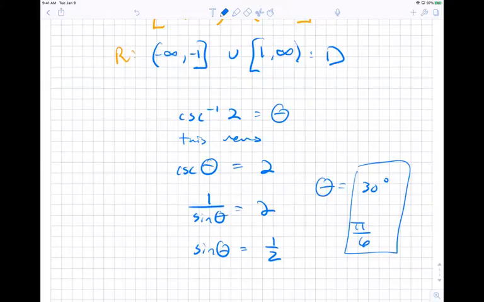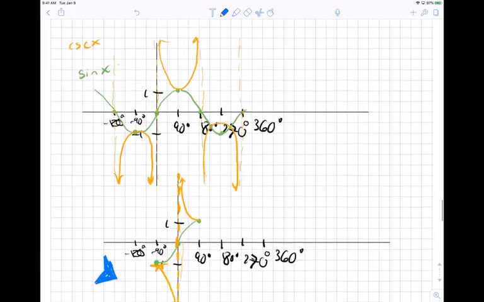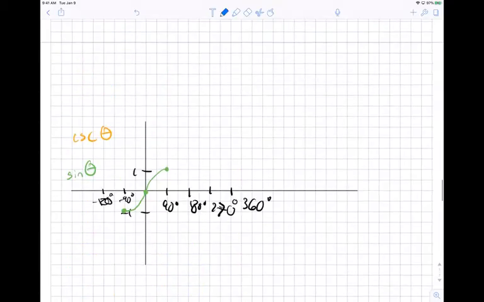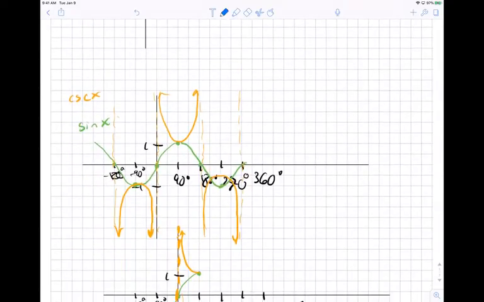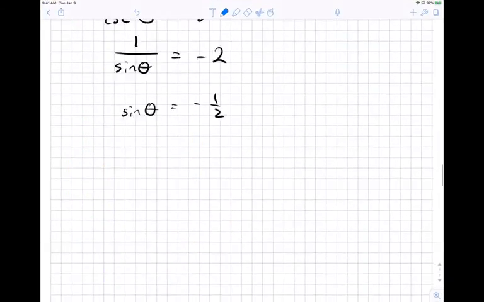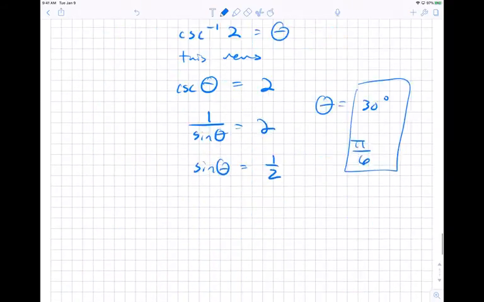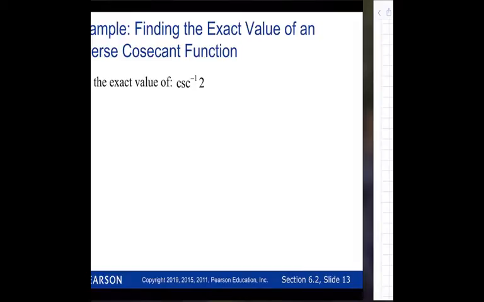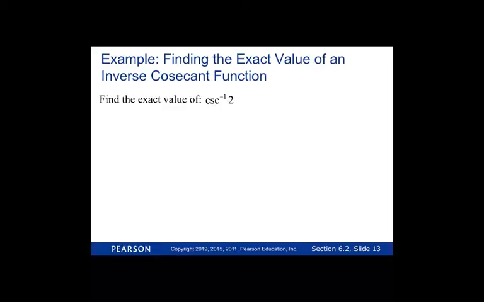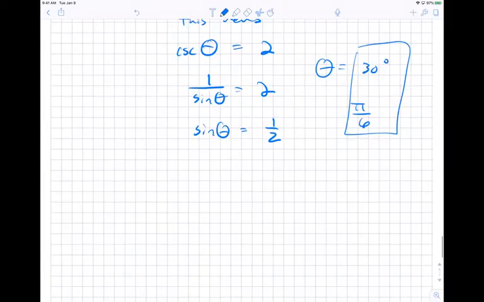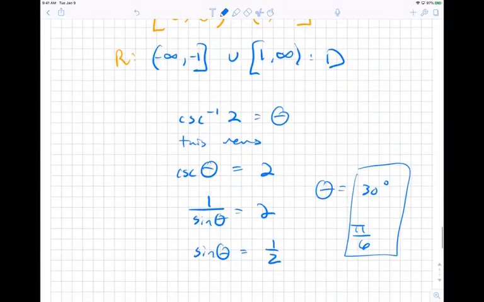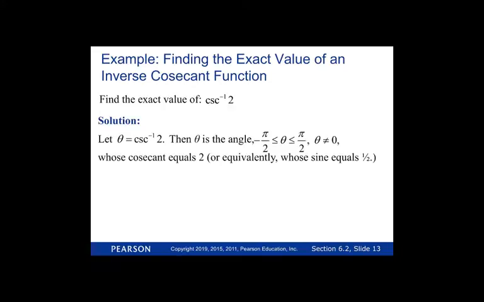Let me see, did we answer the question? Cosecant. Let me look at it really quickly. Do we have it here? Where'd it go? Not that one. Okay. Inverse cosecant of 2. I think we got it. So either 30 degrees or pi over 6. Okay, let's keep going. Pi over 6.